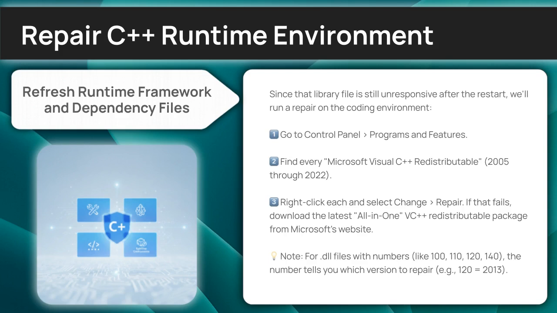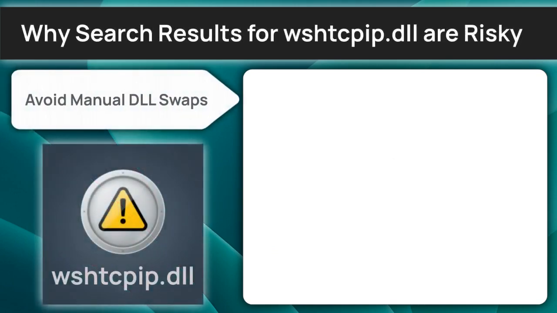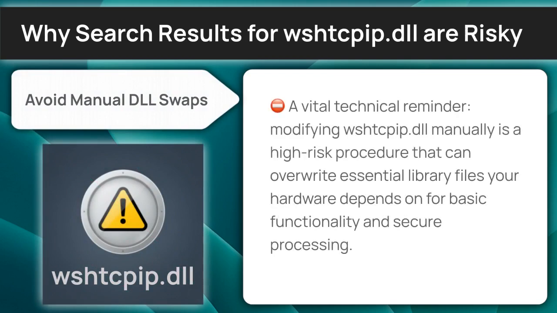Please note that for DLL files with numbers, the number tells you which version to repair. For example, 120 equals 2013. To ensure long-term stability, we should review the safety risks associated with unverified file sources. Be suspicious of any site that asks you to disable your antivirus to install Wshtcp/IP library DLL, as this is a major red flag for malicious software.